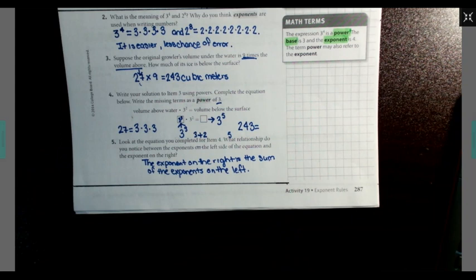Take a moment to get all this copied, and then we'll move on to our next section.